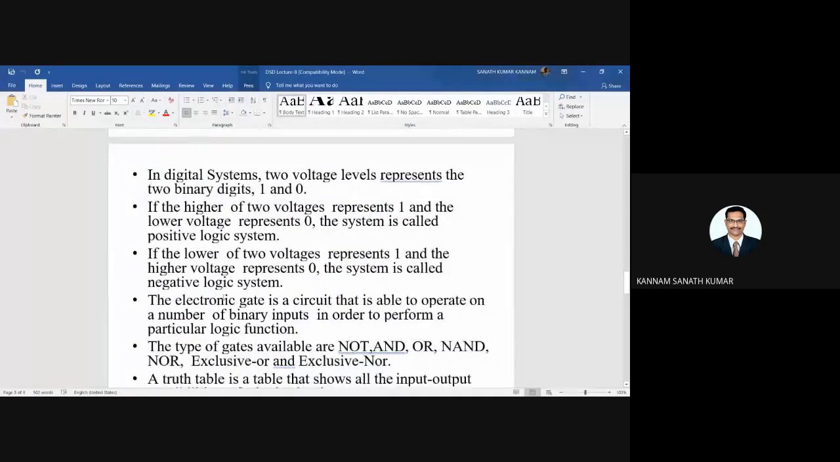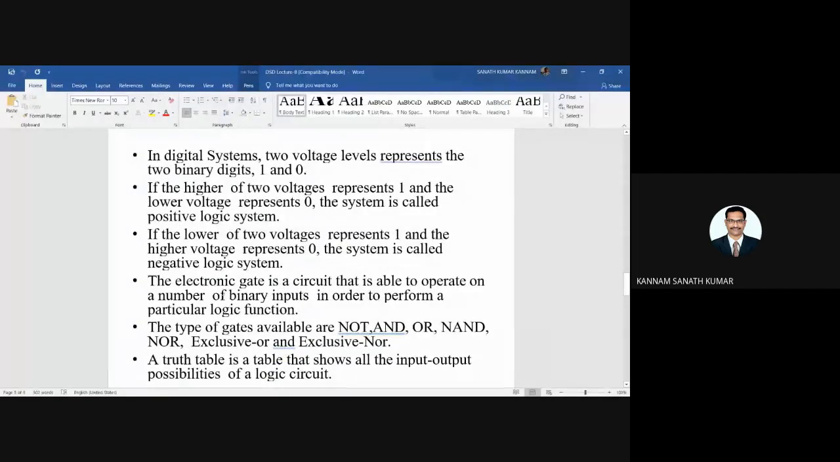In a digital system there are two voltage levels, that means two binary digits, 1 and 0. When the higher voltage represents 1 and the lower voltage represents 0, we call it a positive logic system. When the lower voltage represents 1 and the higher voltage represents 0, we call it a negative logic system.